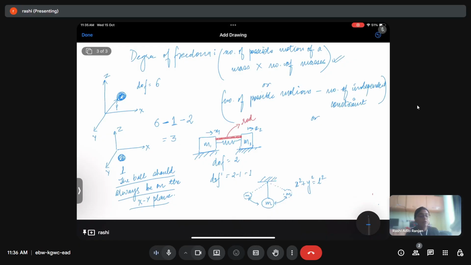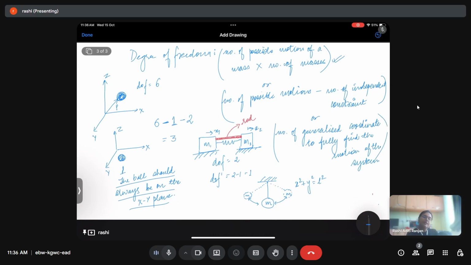So the degrees of freedom, you can also write it as the number of generalized coordinates needed to fully find the motion of the system. So these are the three possible ways in which we can understand the number of degrees of freedom.